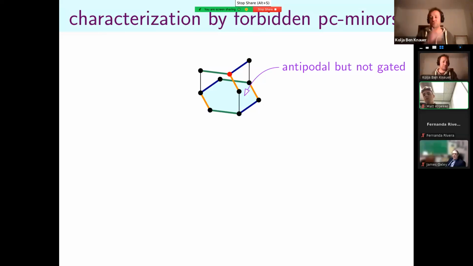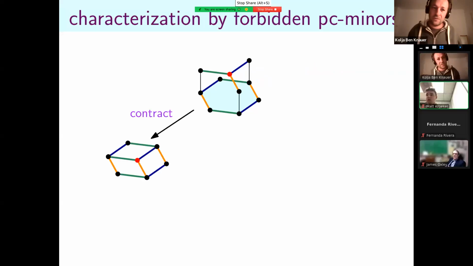So here we have an example. This graph is a partial cube, and it's not a COM. Why? Because this blue part is an antipodal subgraph. It's actually a 6-cycle. But this red vertex doesn't have a gate in here. Why? Because every path from the red vertex to the blue cycle uses one color that also appears in the 6-cycle. The green one is in the 6-cycle, the blue one is in the 6-cycle, the orange one is in the 6-cycle. So all the shortest paths from it to the 6-cycle are not good. So it has no gate.